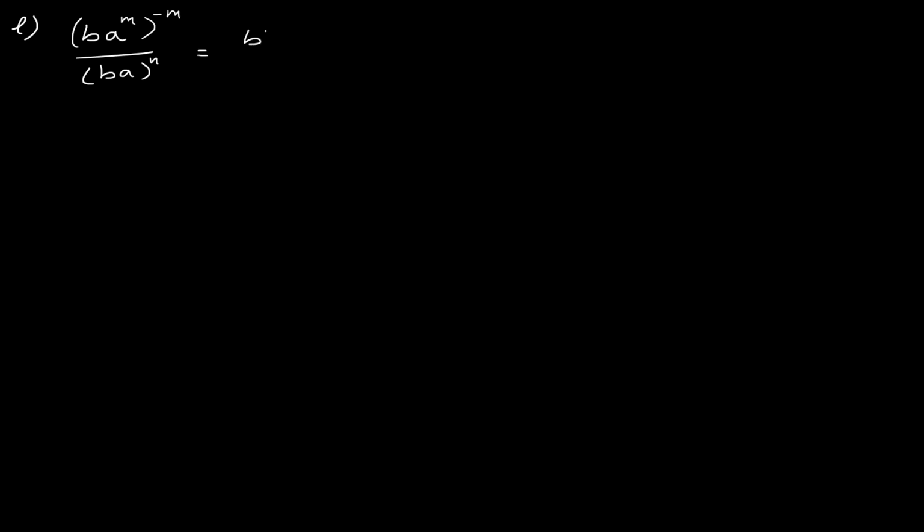So b to the power of negative m. Okay, that's not really interesting. That really doesn't do anything. And then we get a to the power of m to the power of negative m, and all of that over just what we had before. Okay, so b, we can just copy it. But here, that means we need to multiply them. So what do we get? We get a to the power of negative m squared. And then here you get ba to the power of n.